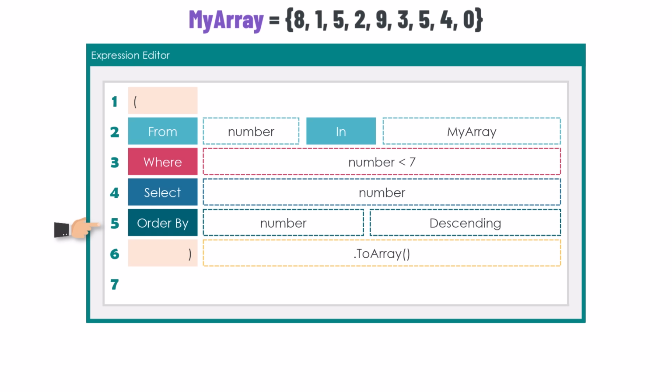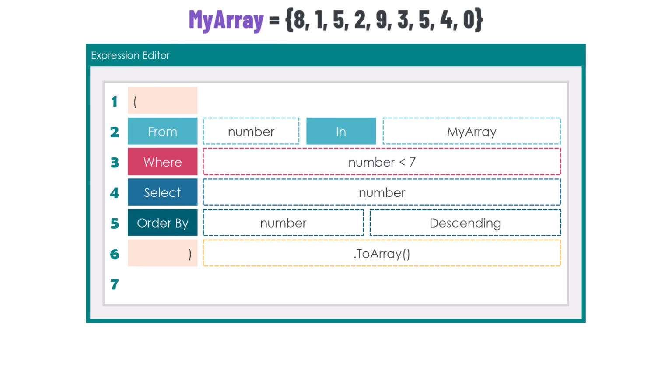At the end I used order by clause, to sort the numbers in descending order. So, here I am sorting the numbers, what I selected in the previous clause. As you see, I first used the variable I want to order by, then I wrote the direction descending. This is how to write this clause. The output of this query will be the following array. As you see, I only have the numbers, which are smaller than 7. And all numbers are sorted in descending order, from the largest to the smallest.